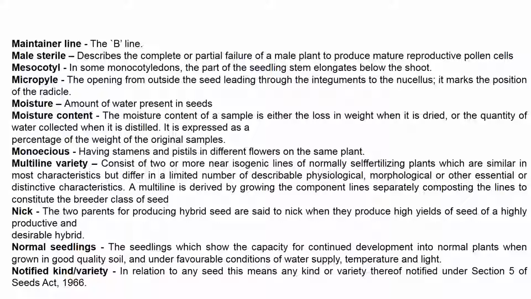Normal seedlings. The seedlings which show capacity for continued development into normal plants when grown in good quality soil and under favorable conditions of water supply, temperature and light. Notified kind or variety. In relation to any seed, this means any kind or variety thereof notified under Section 5 of the Seed Act 1966.